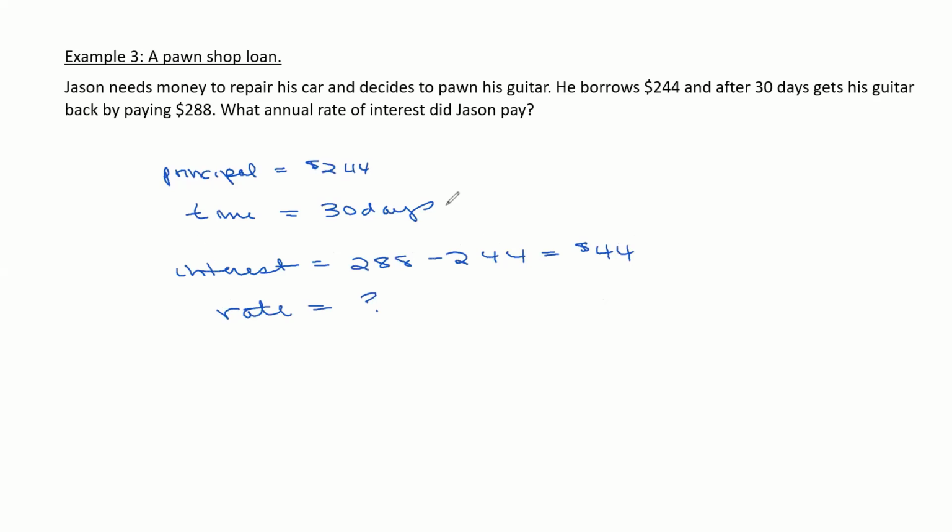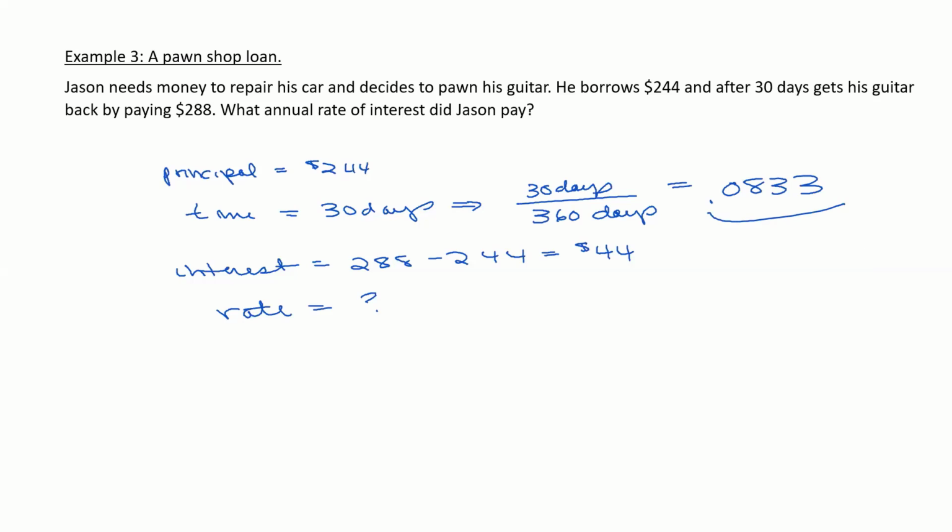So we have to change our 30 days into a year, and it's 30 days divided by 360 days using the banker's rule. So if we do 30 divided by 360, we get 0.0833. Remembering to always do 4 decimal places here makes it easier.